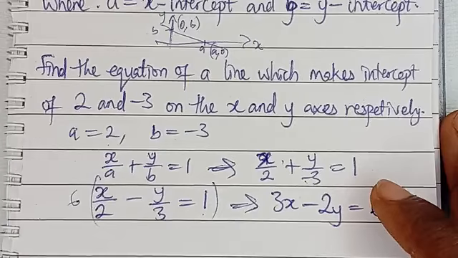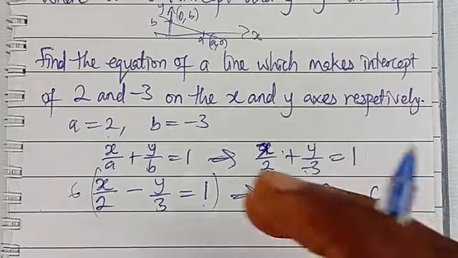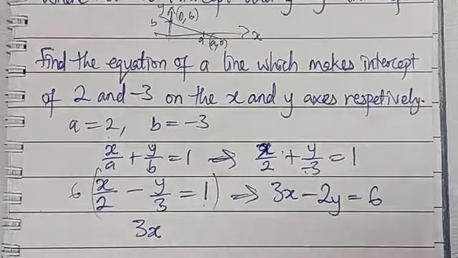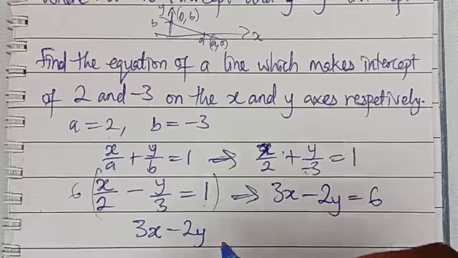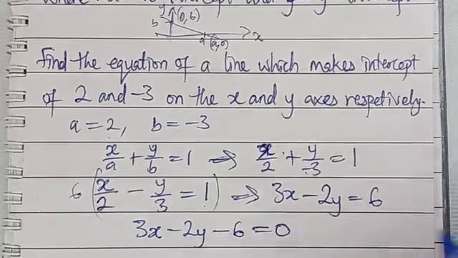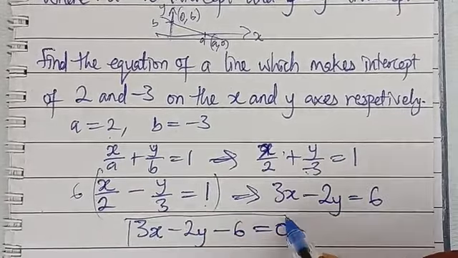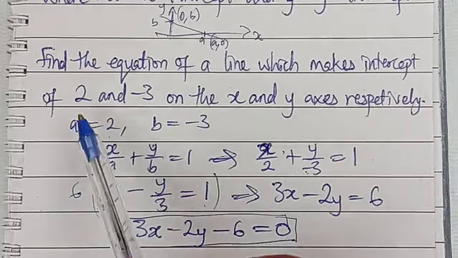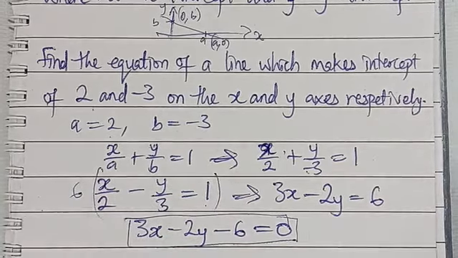Then when we write it in the general form of equations, whereby we equate everything to 0, the equation is 3x minus 2y minus 6 equal to 0, because the 6 comes over. So this is the equation that has these intercepts on the axis.